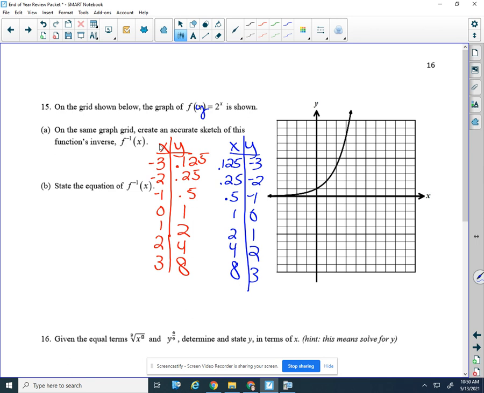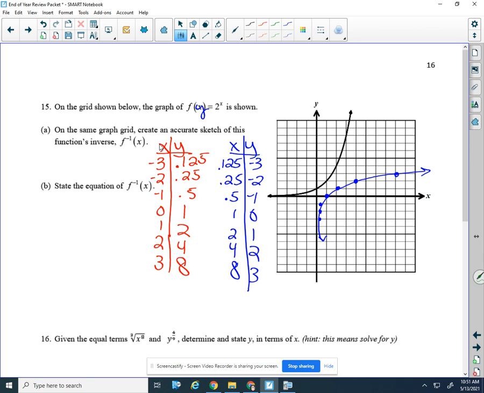So 0.125, negative 3, it's like so close to that y-axis. Same. This one, 1/2, negative 1, 1, 0, 2. Remember, the inverse of an exponential function is a logarithmic function. That's our inverse right there.